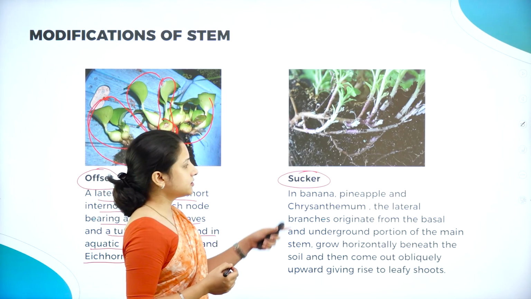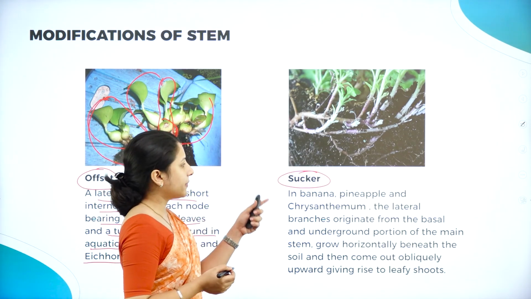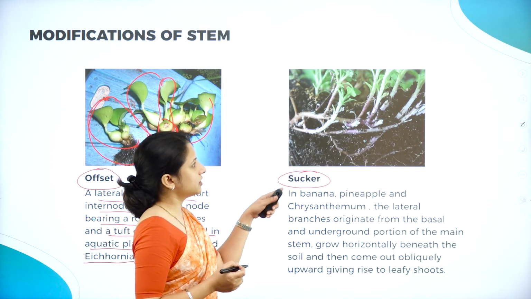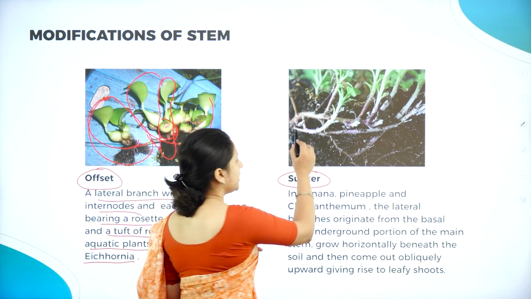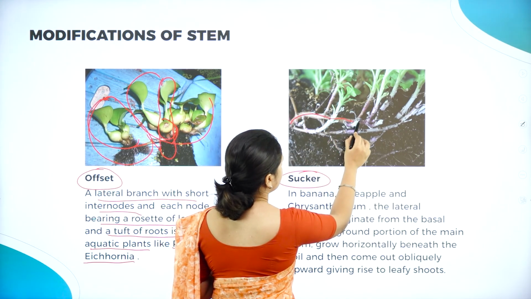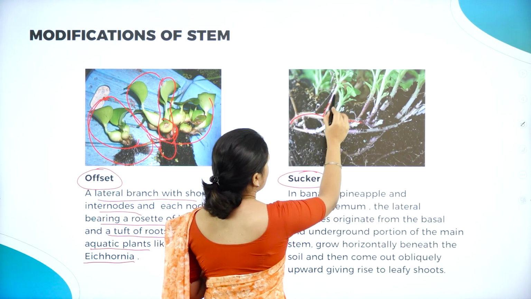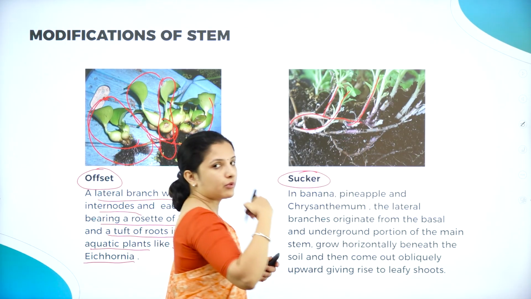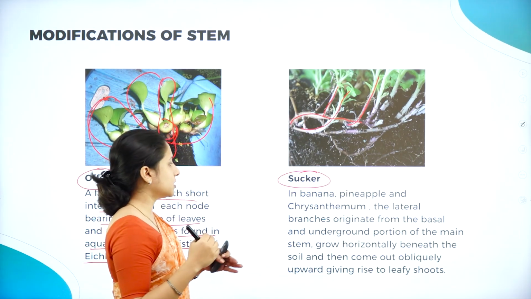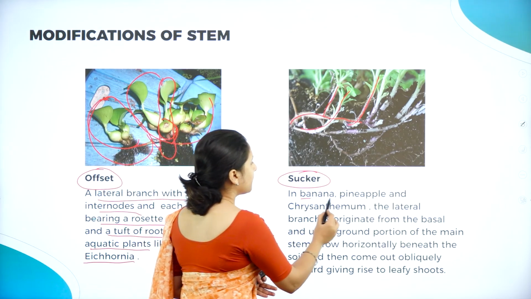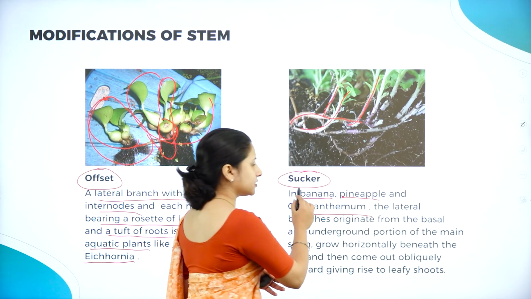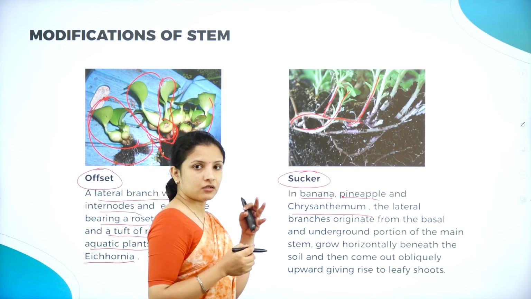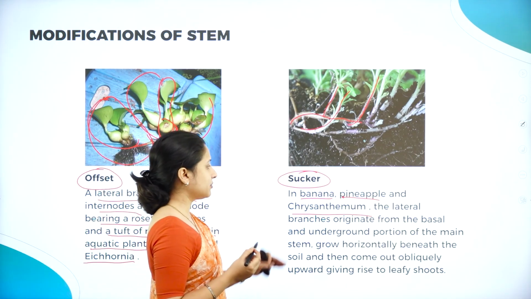This is usually seen in banana, pineapple and chrysanthemum species. Here what happens, inside the soil only lateral branches will start to arise, and from these lateral branches numerous branches will start to arise above the soil, that is, upwards. So in banana, pineapple and chrysanthemum, this sucker mode of vegetative propagation is usually seen, or the modification of the stem is nothing but sucker.